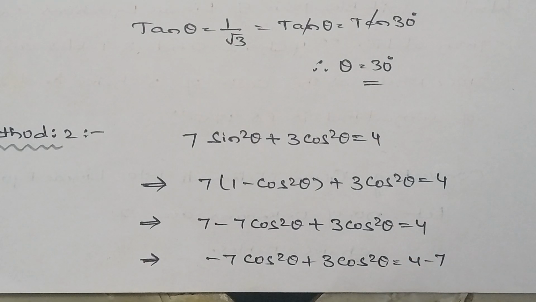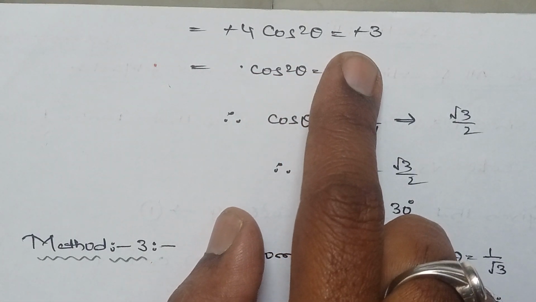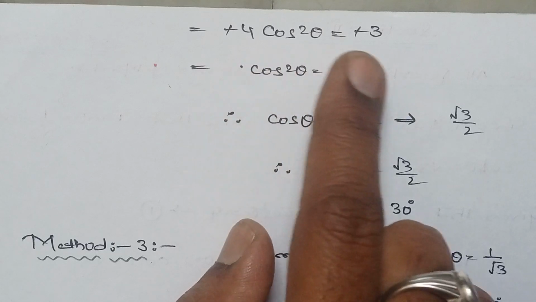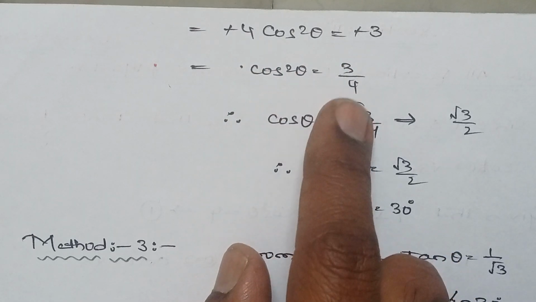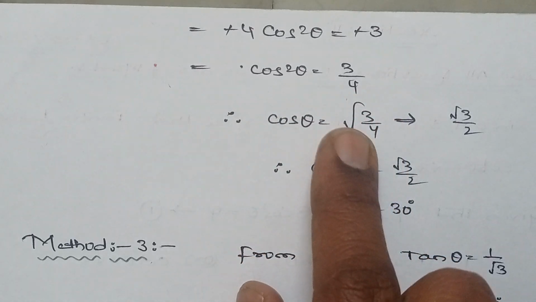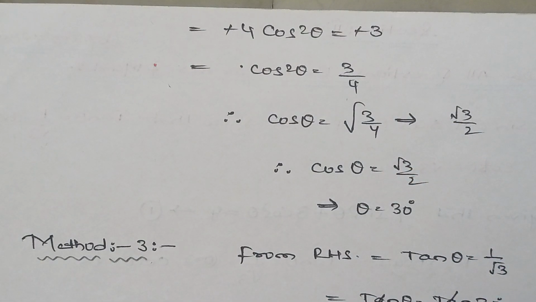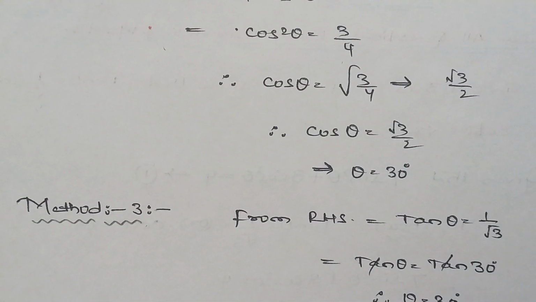Now, what we get? Minus 7 cos square theta plus 3 cos square theta gives minus 4 cos square theta, equal to 4 minus 7. Minus signs get cancelled, so we get 4 cos square theta equal to 3. Now cos square theta equal to 3 by 4. Take the square to the RHS as a root. We get root of 3 by 4, that equals root 3 by 2. When cos theta becomes root 3 by 2, the angle is 30 degrees. Therefore, theta value equals 30 degrees. If you substitute the theta value, tan 30 is also 1 by root 3. Therefore, this also holds good.